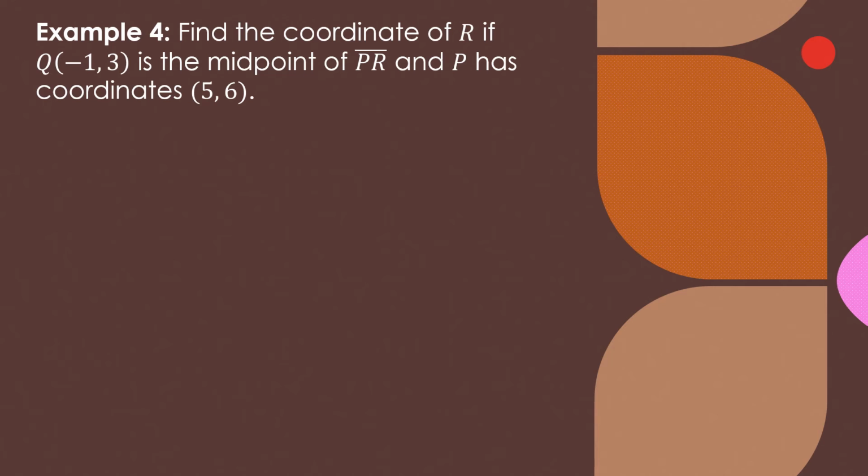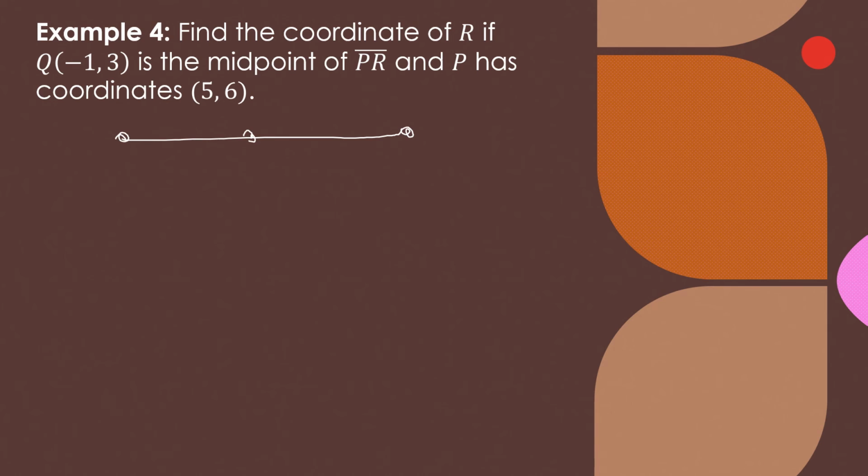All right, the last type of example that we're going to look at is where you're given the midpoint and one of the endpoints, but then you're looking for the other endpoint. So this is sometimes a little bit tricky. So it says find the coordinates of R if Q is the midpoint of PR and P has coordinates 5, 6. So I'm going to just draw a picture, and it's not going to be on the coordinate plane. I'm just going to draw a horizontal segment.